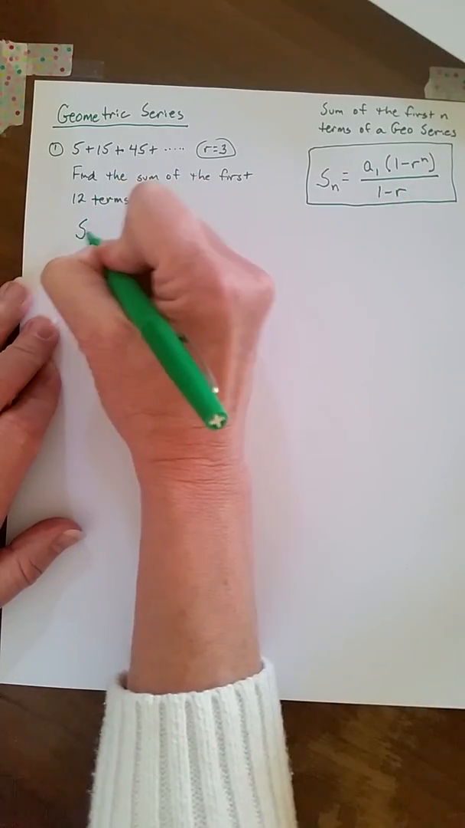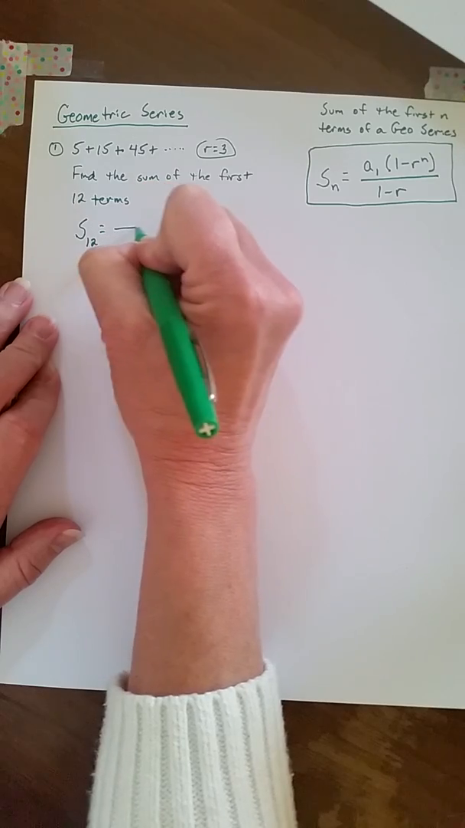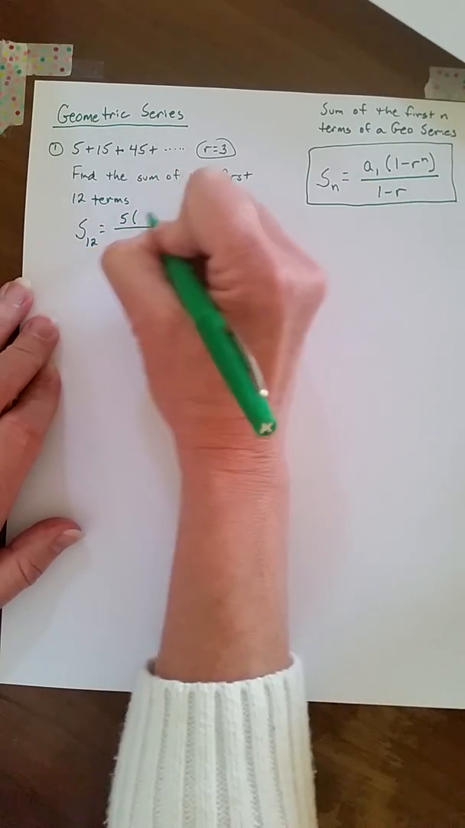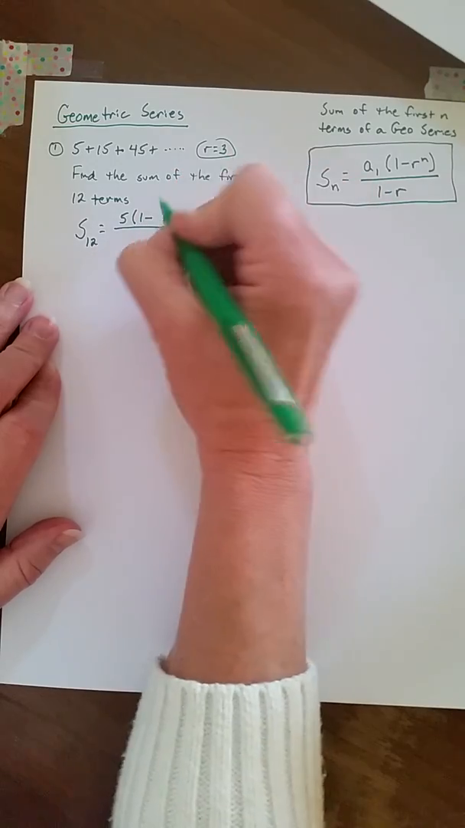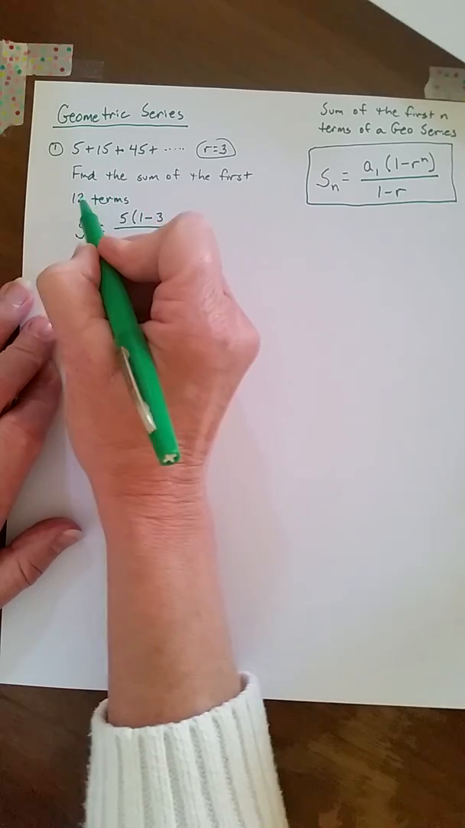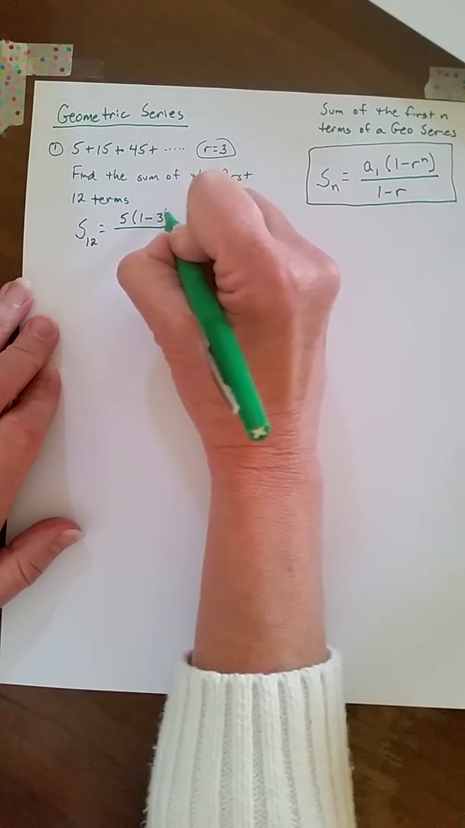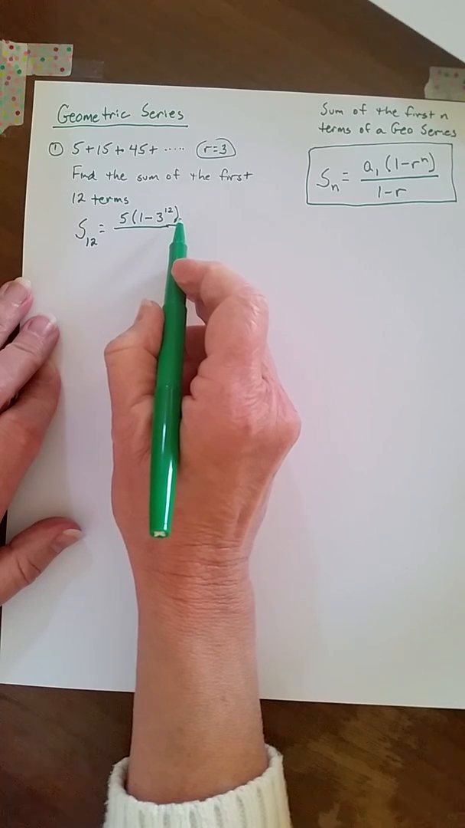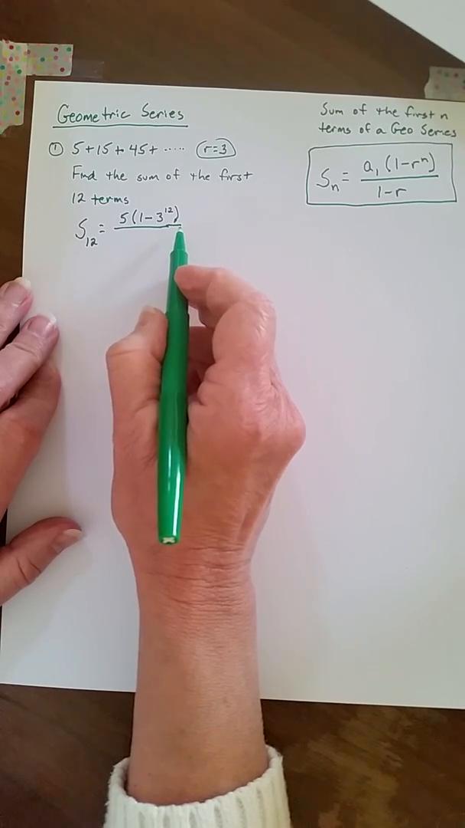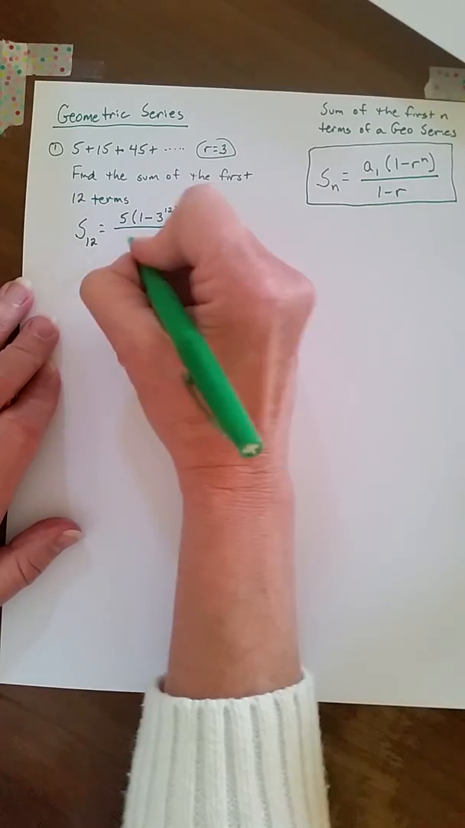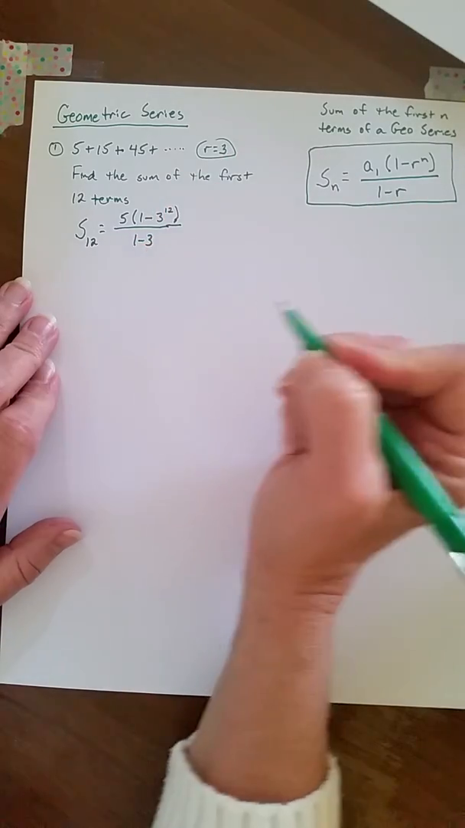So I'm looking at the sum of the first 12 terms, which is the first term, 5, times 1 minus r, which is 3, to the n. Now in this case, n is 12. Now 12 is on the inside of parentheses. Make sure you do that correctly. And that's all over 1 minus r. r is 3, so 1 minus 3.